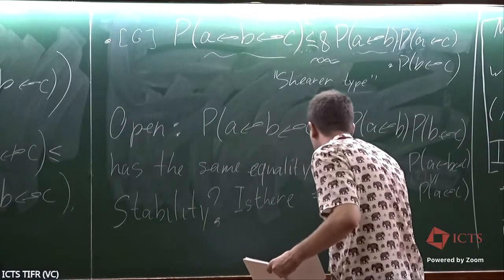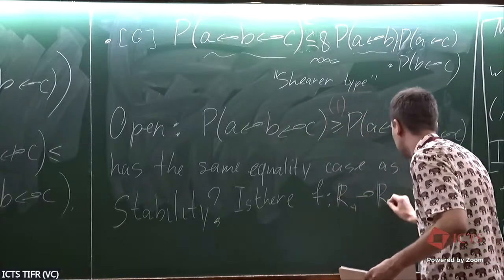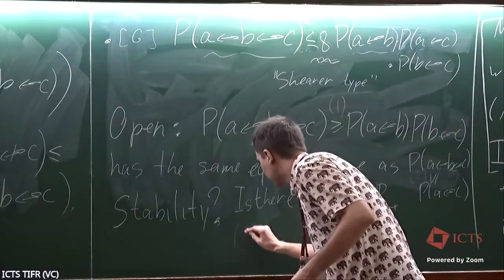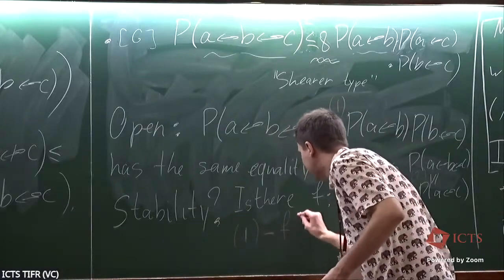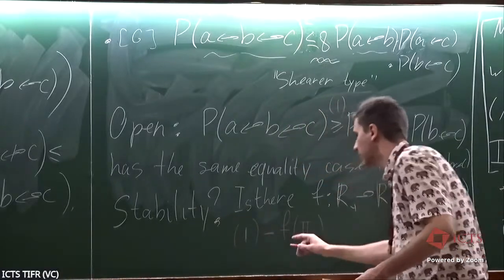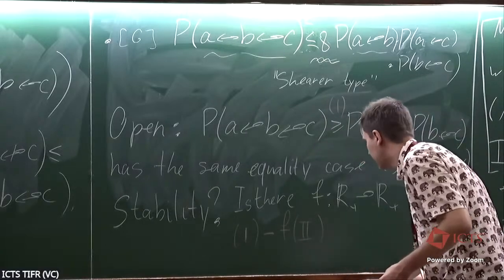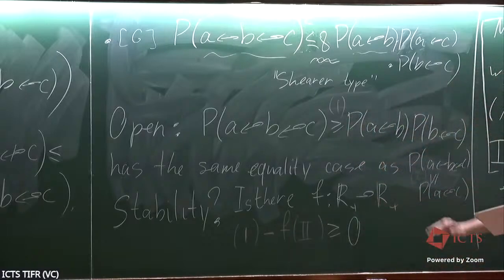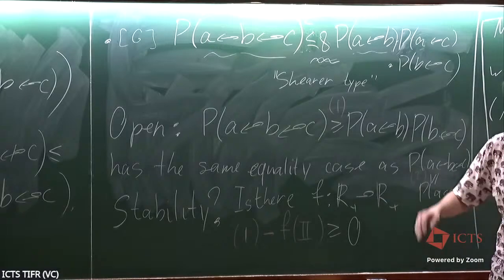Can we find a function f from R plus to R plus, some non-negative function f, such that we take the first one, subtract the second one, subtract some positive function of the second one, and we still get something non-negative? Okay, so this would be a wonderful problem to solve.